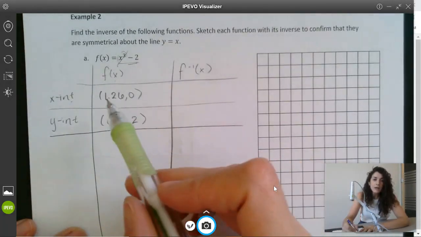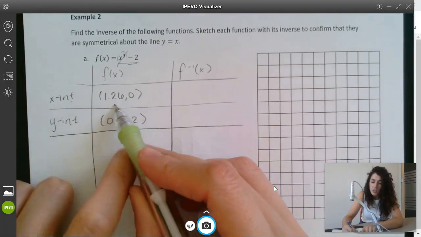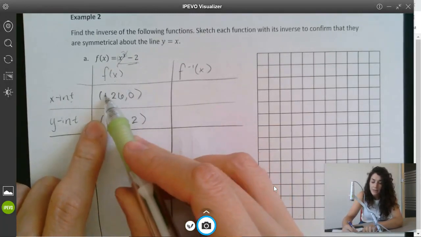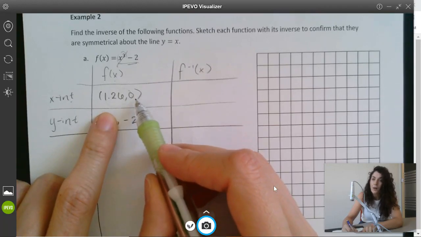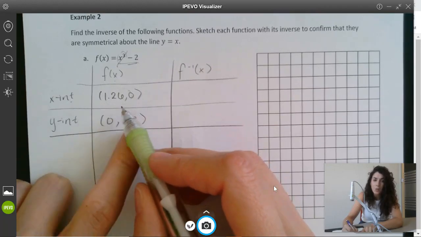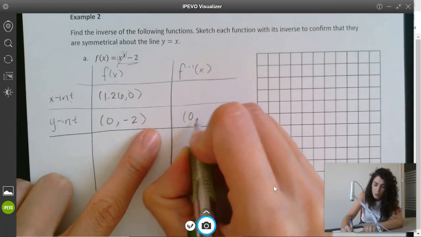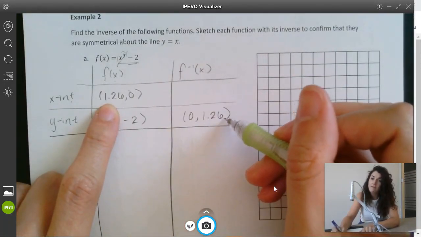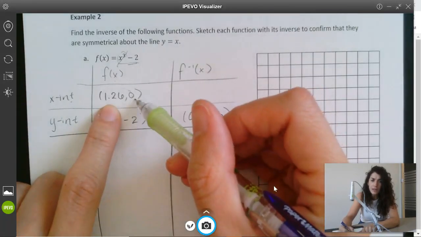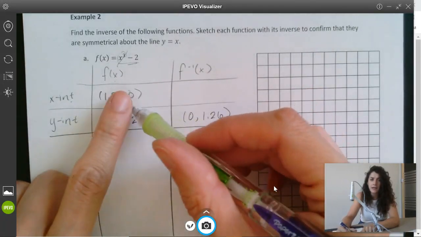So if I were to think about these guys being switched around, and that if this point is on the original function, then the point 0, 1.26 would also be on the graph of the inverse, just flipping around these guys.